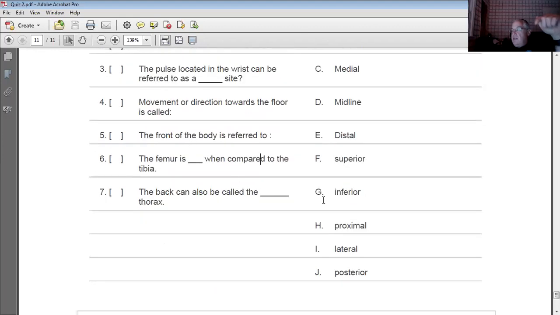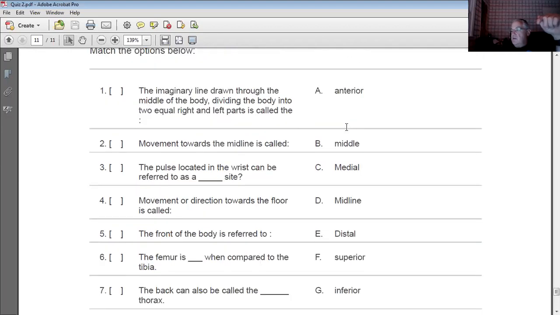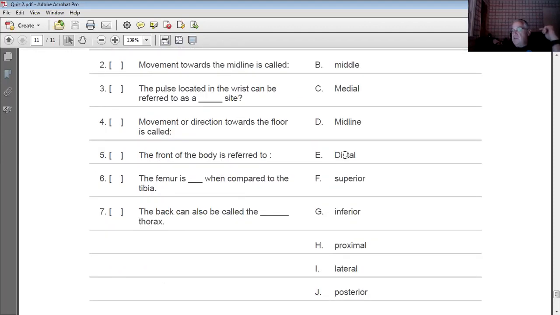The front of the body is anterior, and the back of your body is posterior. So this is anterior, and your back would be posterior.